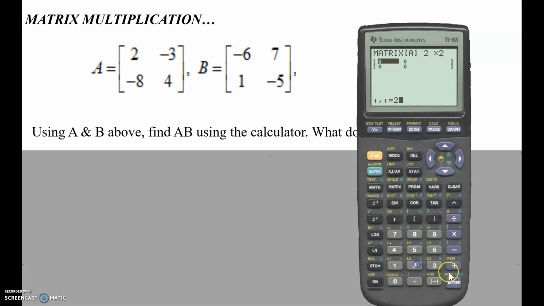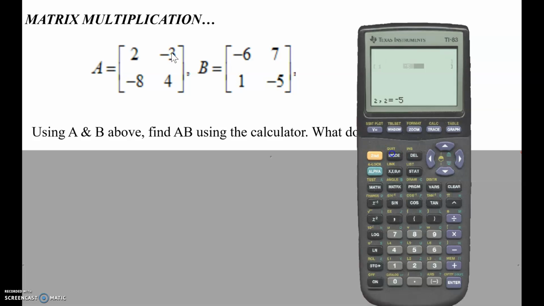All right, so I'm going to put in 2, and I have to do it each row at a time, -3. Make sure you use the right negative button, and -8 and 4. Okay, so I've got matrix A entered. I'm going to quit. Second mode to quit. I'm going to go back to that matrix menu. We're going to edit again, but this time we're going to go down to B. So I select B, enter. Again, it is a 2 by 2 matrix. And I'm going to put in my information here. -6 and 7 and 1 and -5.